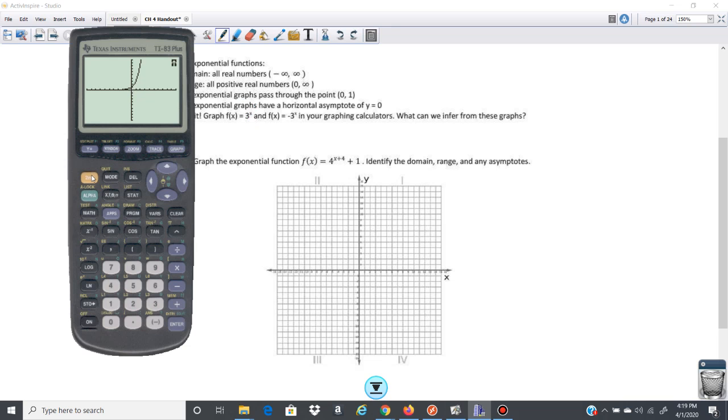And then let's see here. If I look at my table, this is just 3 to the first, 3 squared, 3 cubed, and so on. So we have that exponential function there. If I look at the function negative 3 to the x, so if I come down here and go negative 3 to the x, that's just going to take that same graph and flip it.